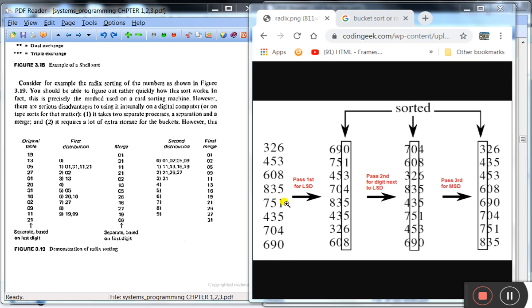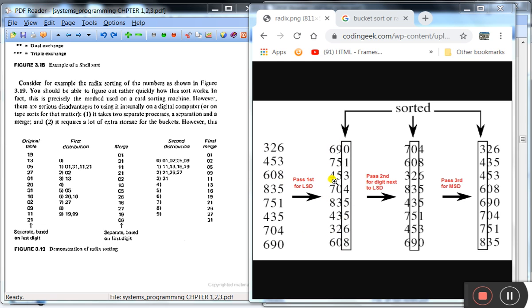Here 2 is not there. Then we check for 3. So 3 is there, 453 is kept, and then we check for 4, 704 is kept. Then we check for 5, 835 and 435 are kept, and we check 6. Yes, 6 is there, 326 is kept. We check 7, 7 is not there, and we check 8. Yes, 8 is present, and 608 is kept here. So this is what we got in the first pass.